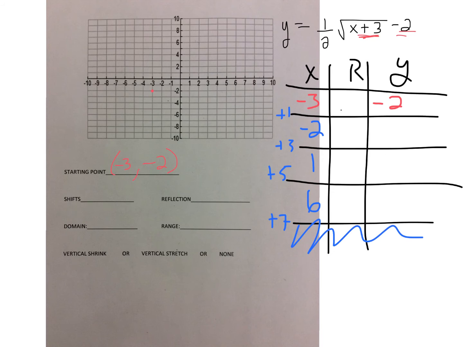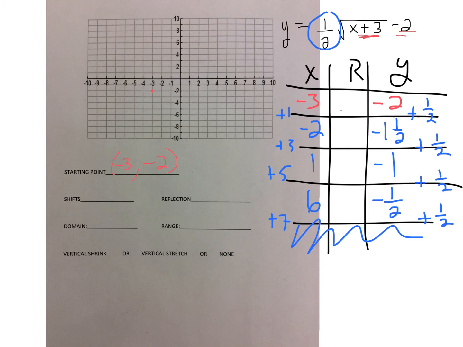Alright, now for the y values. Again, we're going to take the a. So I'm going to add a half every single time because it's positive. Okay, so negative 2 plus a half is negative 1.5. Negative 1.5 plus a half is negative 1. Negative 1 plus a half is negative 1/2. Alright, so there's our coordinates.